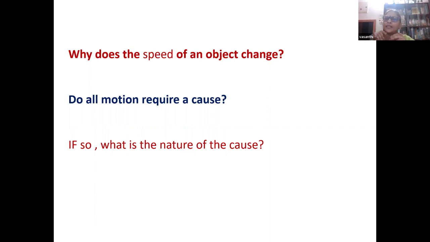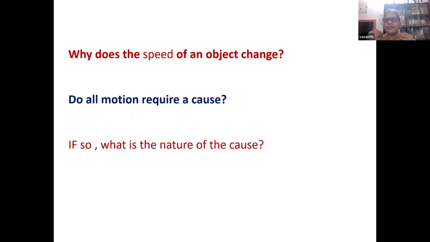Simply, unless we know that force is required, but I want this answer from the mouth of the children. Why does the speed change? Immediately the children will tell: suppose you are traveling in a car, we have to change the gear or we have to accelerate. So what is the cause of acceleration? Then definitely the child will tell the force is required.